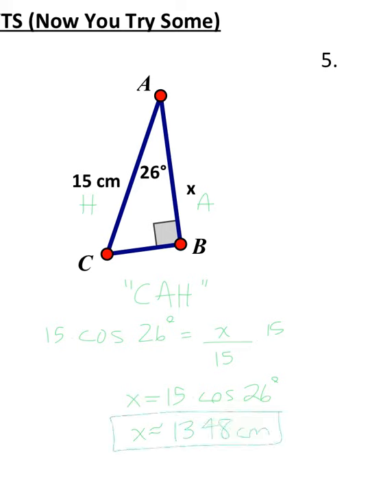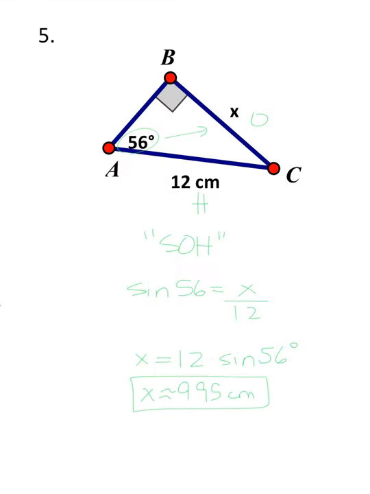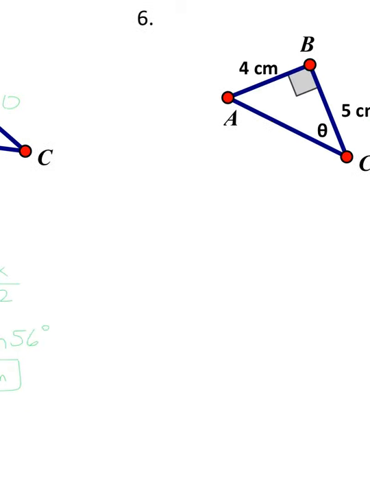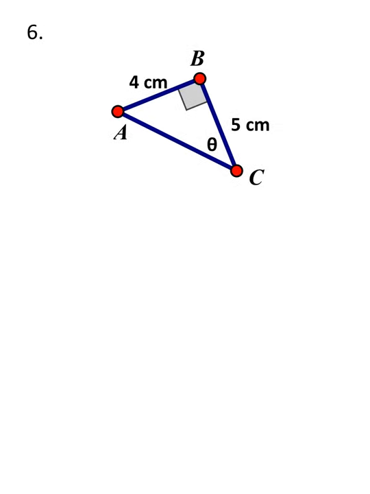The next one is very similar in approach, so I'm just going to go ahead and show my work. If you use the sine function and you solve correctly, you'd get x is about 9.95 centimeters. Let's go ahead and take a look at the last one as it switches up a little bit. In this one, we're solving for the angle.